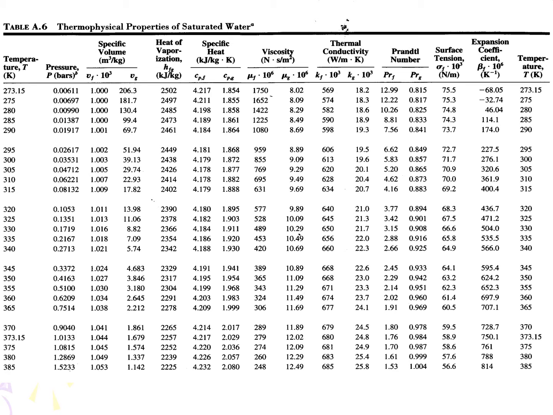Latent heat can be looked up in table A6. For boiling at 100 degrees centigrade, which is equal to 373.15 Kelvin, the latent heat is 2257 kilojoules per kilogram.